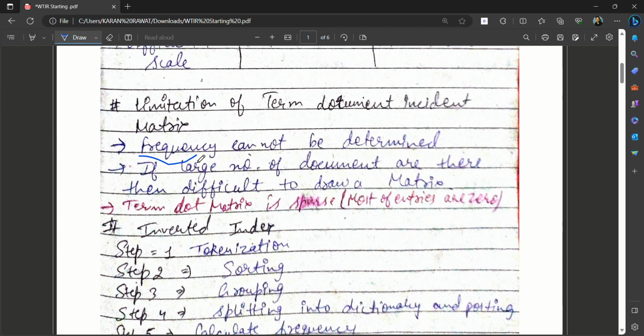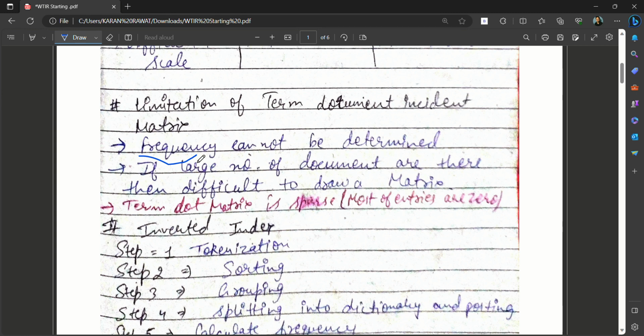The first is that the frequency cannot be determined, because if we have a large number of documents, it is difficult to draw a matrix for them, since we can only represent the zeros and ones for a small number of documents. So this is basically what the first and second points are trying to say.